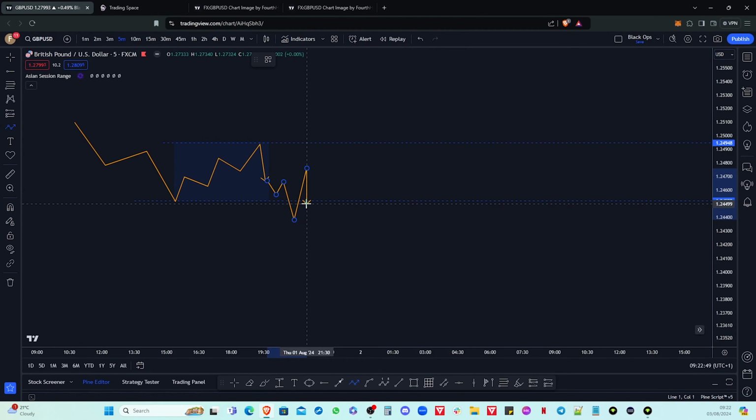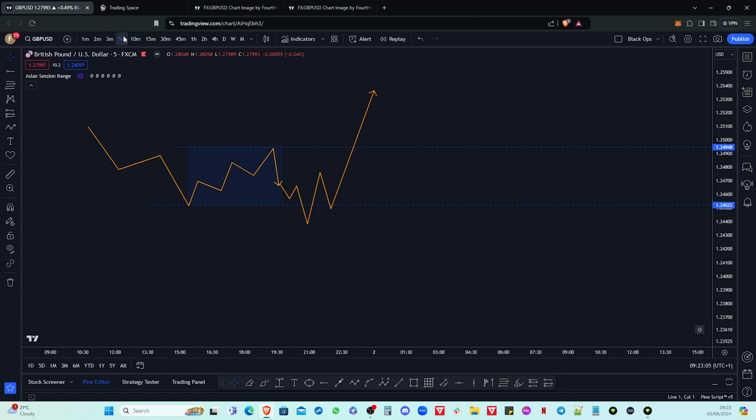I would recommend fair value gaps, and get your stops to cover the order block as well. And then you can take a target of the high or a 1 to 5. I always go for a 1 to 5 because it's something that you can very easily get. Now, what time frame do you want to look for this on? You want to look for it on the 5 minute.